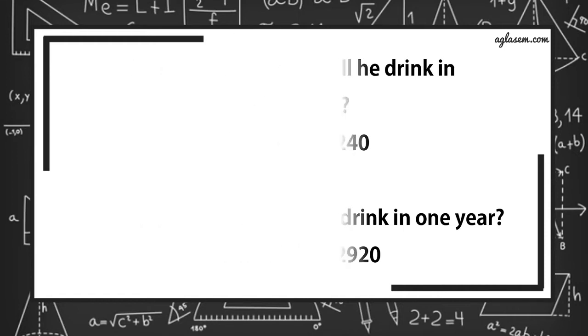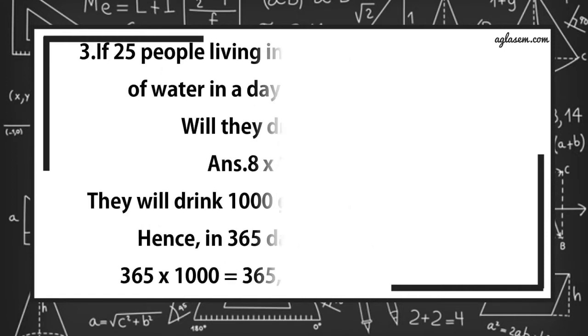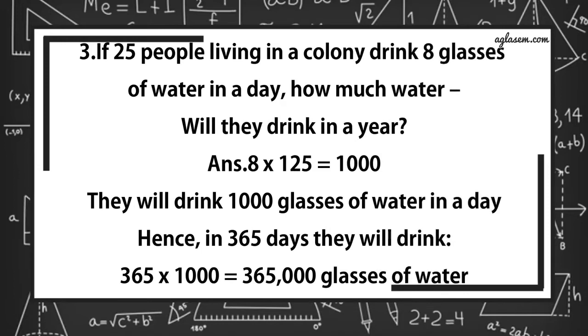Further, third question says, if 25 people living in a colony drink 8 glasses of water in a day, how much water will they drink in a year? So the answer is 8 into 125, that will give you 1000. They will drink 1000 glasses of water in a day. Hence, in 365 days they will drink, that is 365 multiplied by 1000, which will give you 3,65,000 glasses of water.